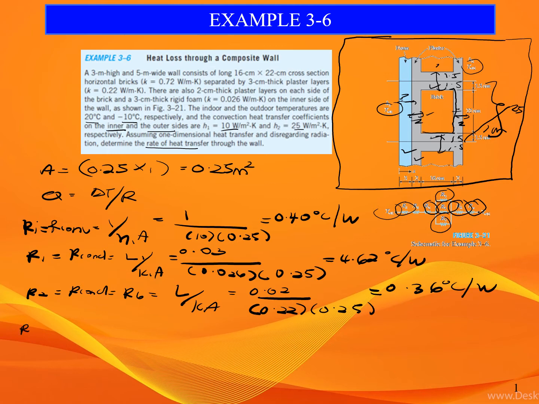Now for the parallel part, R3 and R5. For this one, the area is slightly different. R3 will be equal to R5, right? It was conduction, heat transfer occurs there. We use L over KA also. So the L is 0.